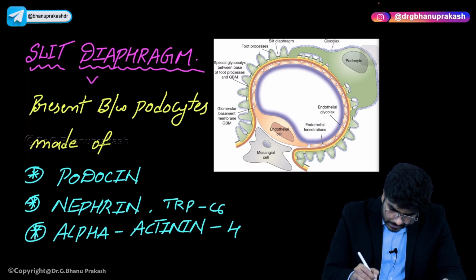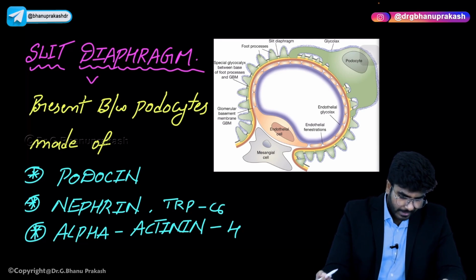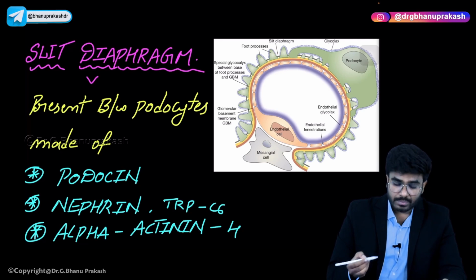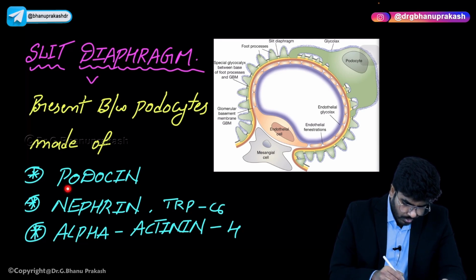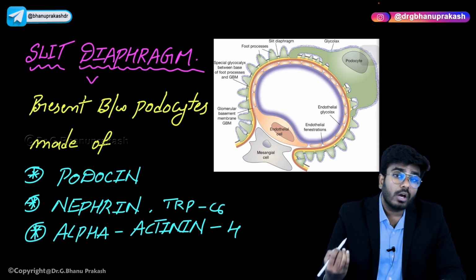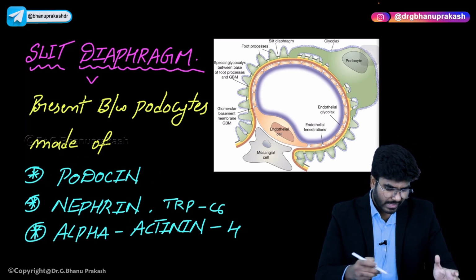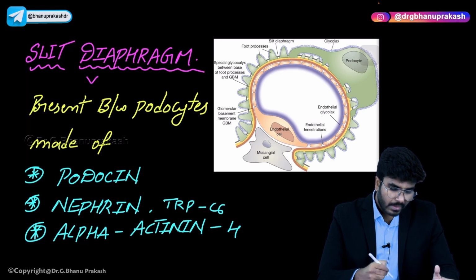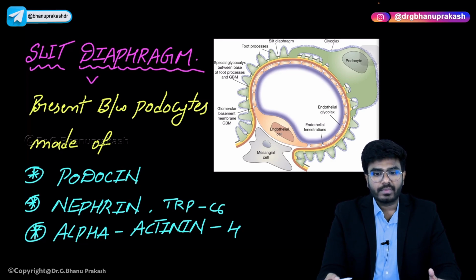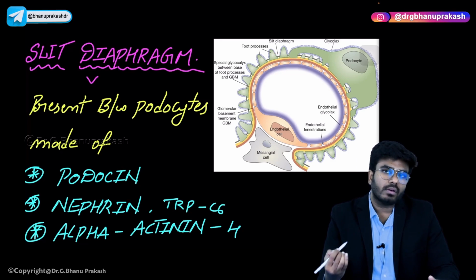So this green color line, this green color protein, actually this one protein is made up of many substances, something like podocin. So podocin, nephrin, alpha actinin, TRPC6. See, all these are the substances forming it. All these are the components of our slit diaphragm. Our slit diaphragm is made up of podocin, nephrin, alpha actinin 4.